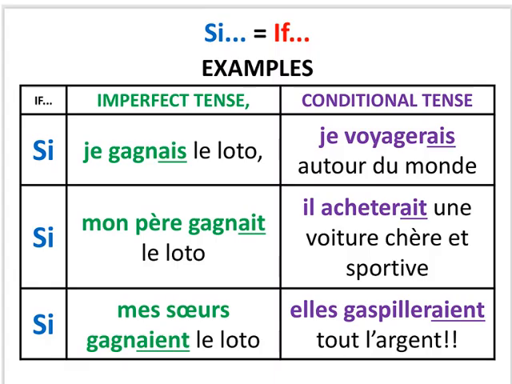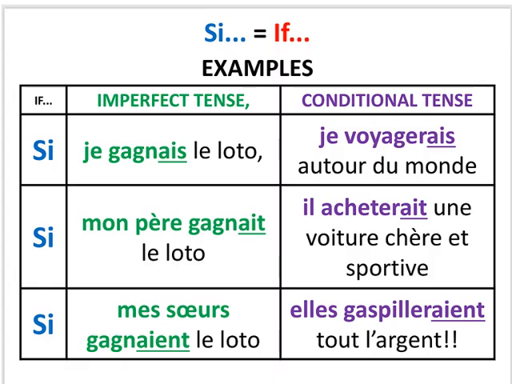Here's some examples to show you them in practice. Si je gagnais le loto, it's AIS because it's je. We've taken off the ons from the nous form in the present tense, so je gagnais le loto, if I won the lottery. And then in the second column, the conditional, je voyagerais autour du monde, I would travel around the world. And it's AIS, the same ending, but we've added this onto the infinitive. I would travel around the world.